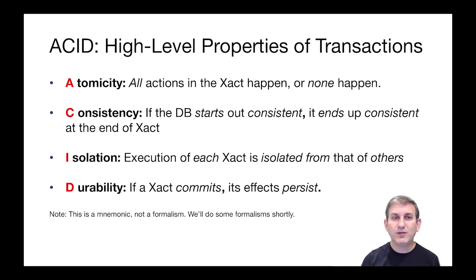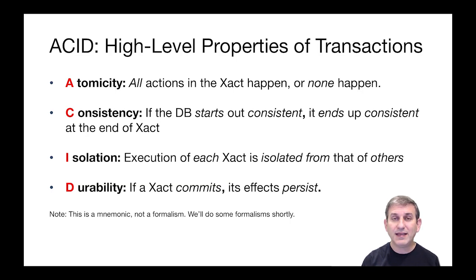Going through these, let's begin with atomicity. Atomicity is the all or nothing property. All the actions of a transaction should occur, or none of them should occur. At least that's how it should appear to anyone who is outside of that transaction. Consistency is the property that if the database starts out in some state we define as consistent, it ends up in another state that we define as consistent at the end of the transaction.